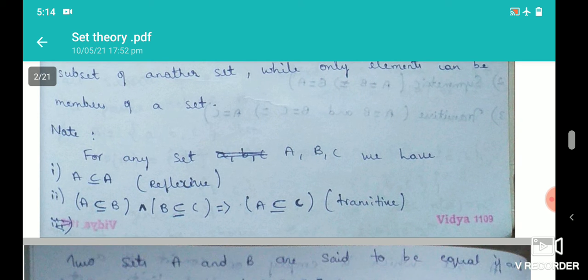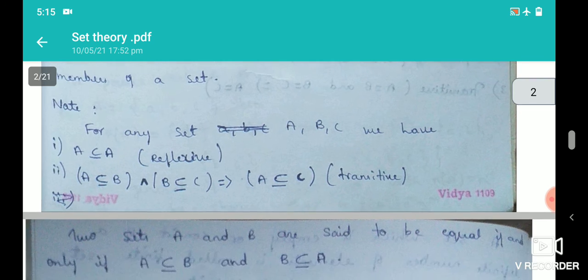Okay, now consider one note. For any set A, B, C, we have the reflexive property. Reflexive property means that a set is a subset of itself. If A is a set, then A is a subset of A, or A includes A, or A is included in A.